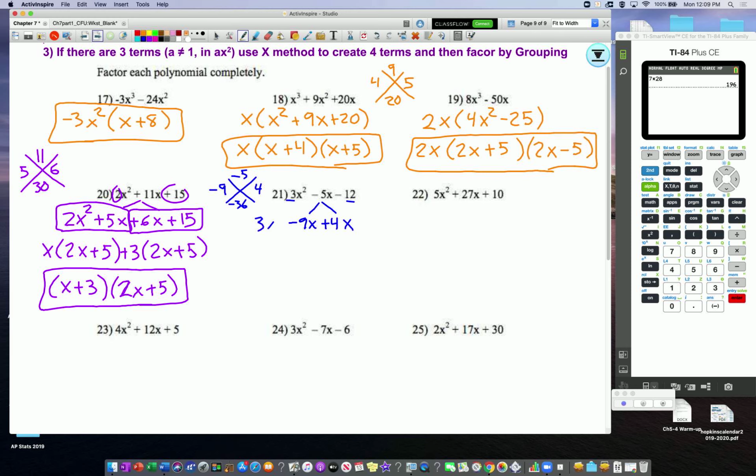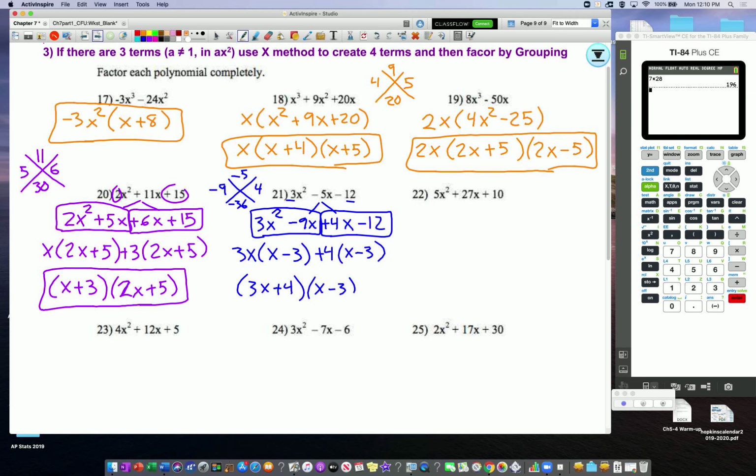So carry down the 3x squared and the minus 12. Group the first 2 together. 3 and an x, and I'm left with x minus 3. Group the second 2 together. Factor out the 4, x minus 3. So I have 3x plus 4 sets of x minus 3.